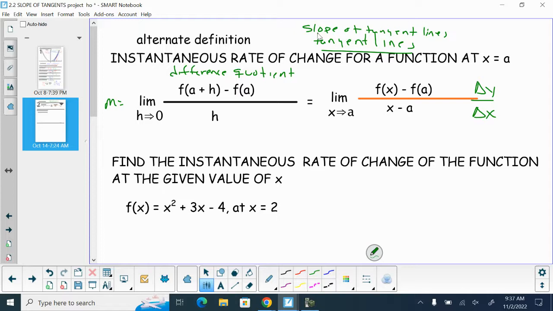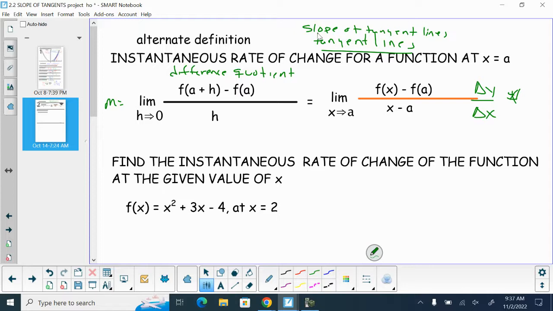Now, me personally, and this is just me personally, I like this idea a little bit better, because what that does is instill in my brain that I'm still looking at slopes of tangent lines. There are some functions that are easier to work with using this one, and some that are easier to work with using the other. And we'll look at both of these ideas as we go forward.